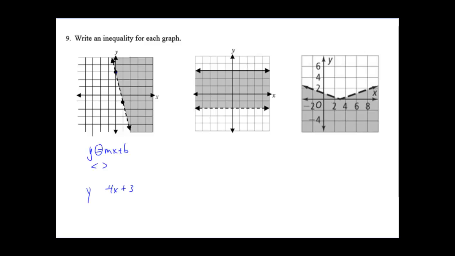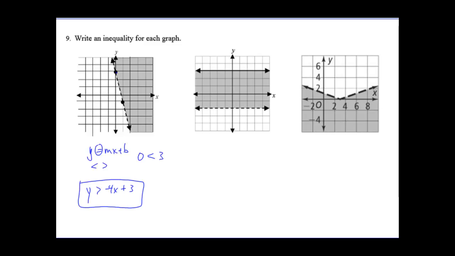If we were to use just the point 0, 0, notice 0, 0 is not shaded, so it's a false statement. So if we were to plug in 0 for y and 0 for x, you get 0 and a 3. In order to make a true statement, it's going to be less than, but we don't want a true statement. So we're going to flip that, and the inequality is y is greater than negative 4x plus 3. Okay, the second part, if you notice, we have two horizontal lines and then shading in between.